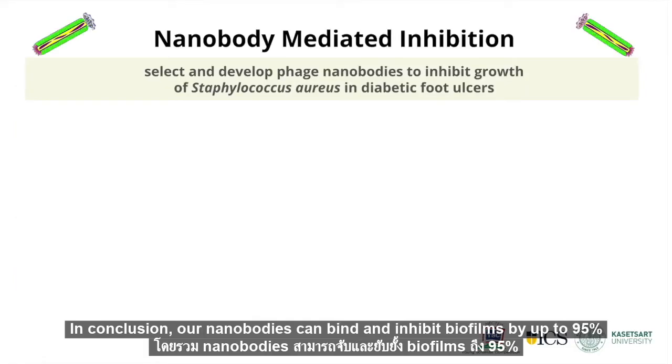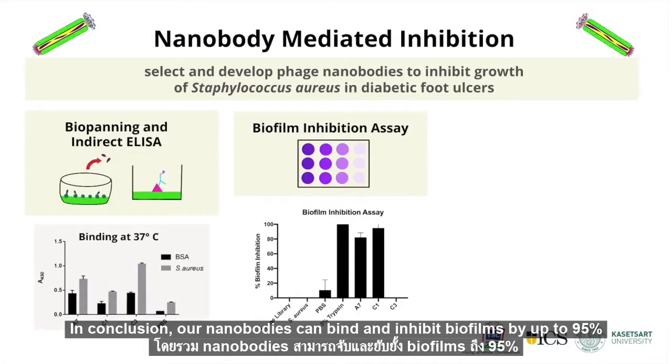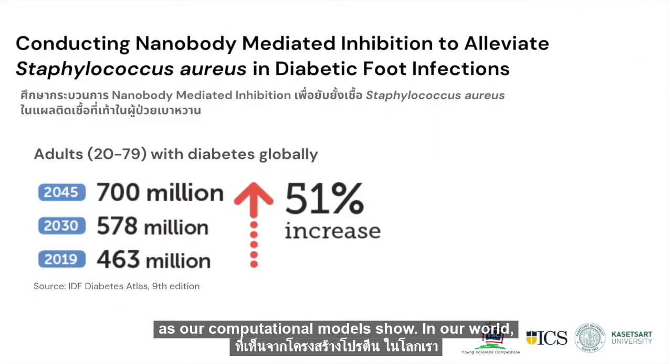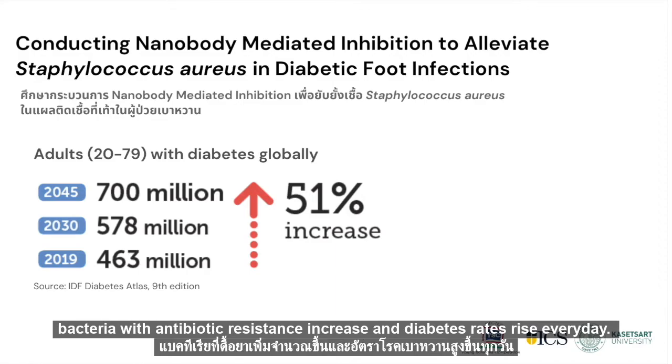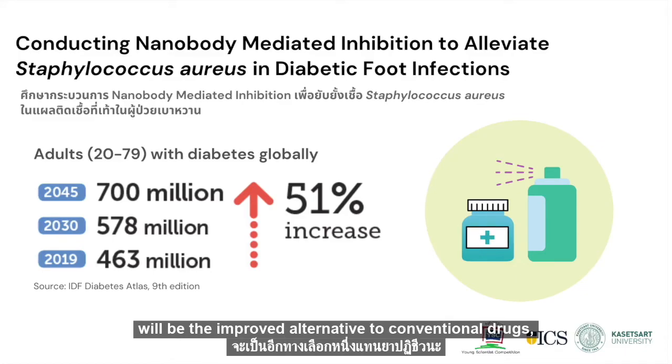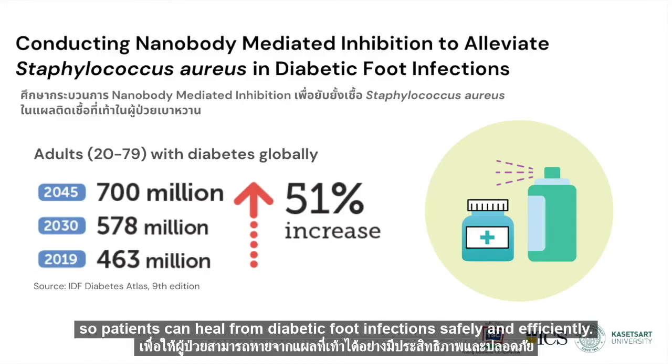In conclusion, our nanobodies can bind and inhibit biofilms by up to 95%, as our computational models show. In our world, bacteria with antibiotic resistance increase, and diabetes rates rise every day. We hope that through nanobody-mediated inhibition, nanobodies like ours will be the improved alternative to conventional drugs, so patients can heal from diabetic foot infections safely and efficiently.